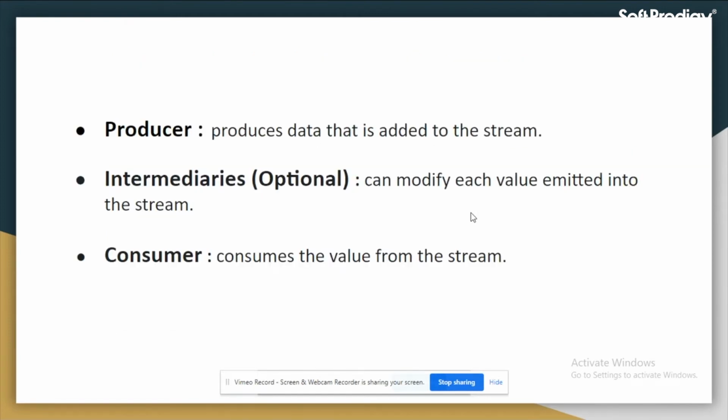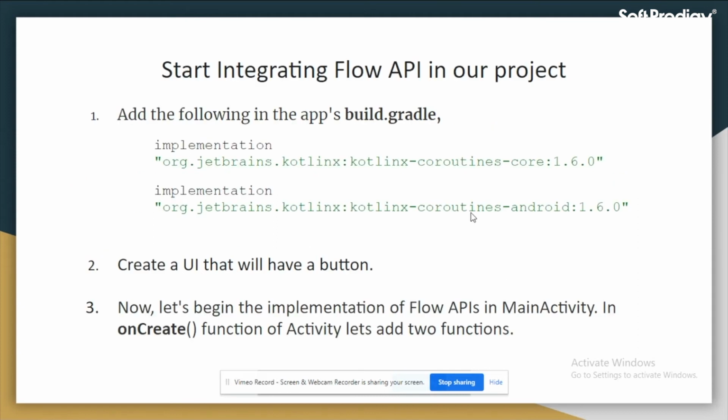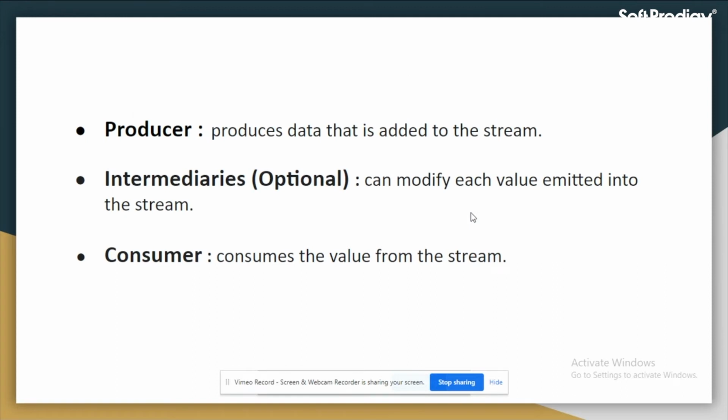So this is what it is all about. Let's get started integrating the Flow API in our project. Before proceeding, I'll give you an example of the producer, intermediaries, and the consumer.